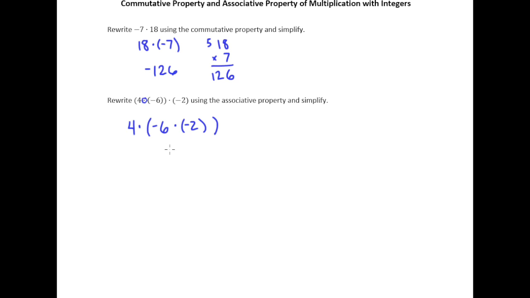Now I can go ahead and simplify. I know that a negative 6 times a negative 2 is going to give me a positive 12. And of course, a positive times a positive is positive. And so my answer is 48.